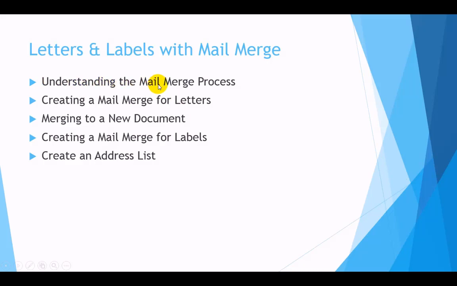Today we talked a little bit about the mail merge process, being able to take a list of names and sending letters to those people. We did actually create a mail merge for a letter, and we showed you at the end of that mail merge how to merge to a new document and the reason for that. We then created a mail merge of labels so that we can attach labels to our envelopes that we would send out, and then we showed you how to actually create the address list if you wanted to make your own list of names that you could send this out to.